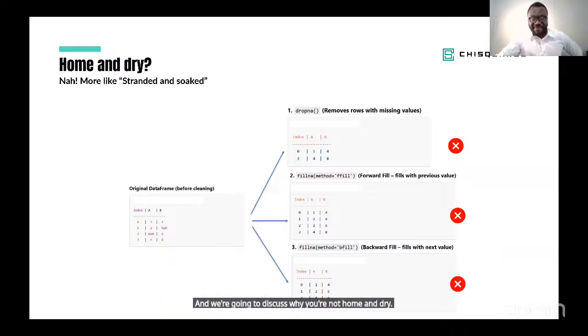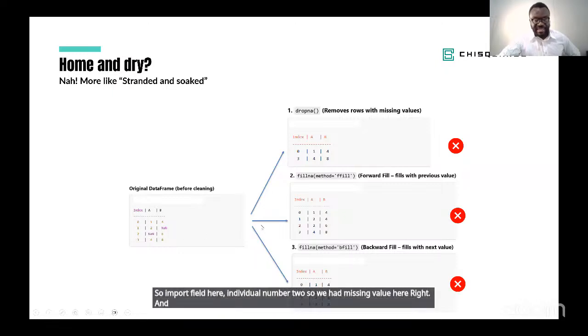And then you have fill NA. This is forward fill. You can have forward fill or backward fill. So in forward fill here, individual number 2, so we had a missing value here, right? And so we're now filling the individual's response with the guy in front of him, the guy forward of him.